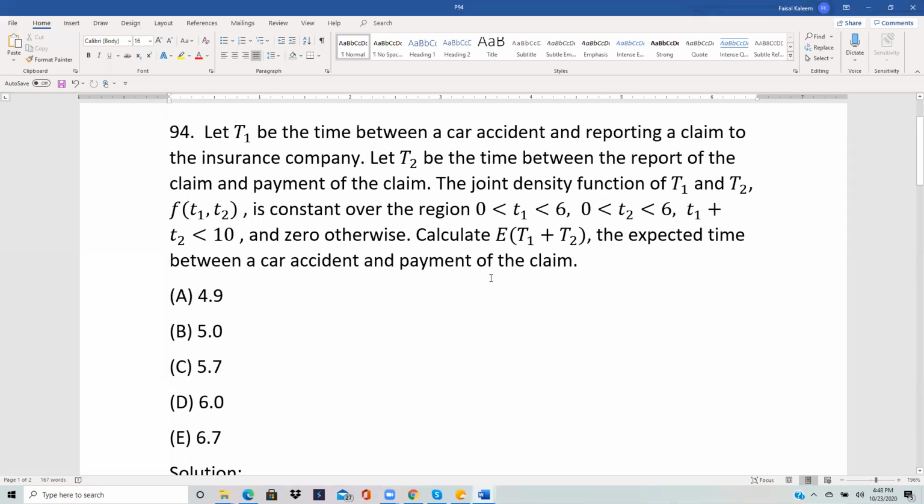Let T1 be the time between a car accident and reporting a claim to the insurance company. T2 is the time between the report of the claim and the payment of the claim. The joint density function of T1 and T2 is constant over the region T1 between 0 to 6, T2 between 0 to 6, and T1 plus T2 is less than 10.